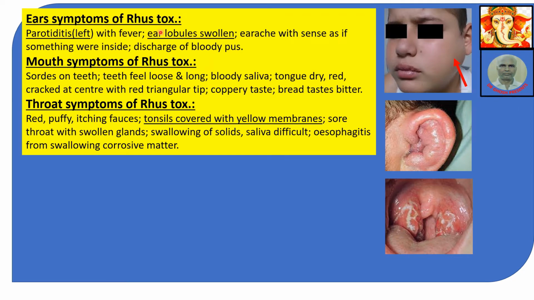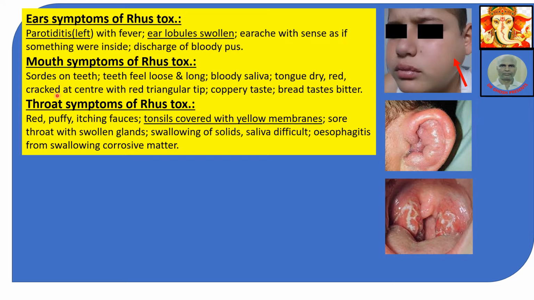Here are ear symptoms of Rhus Tox. Parotiditis. This is the parotid gland here. That is inflammation, actually known as mumps. So you can call mumps parotiditis, the same. On the left side, with fever, ear lobules swollen. Note the state of the ear lobules. Swollen. Earache with sense as if something were inside. Discharge of bloody pus from ear.